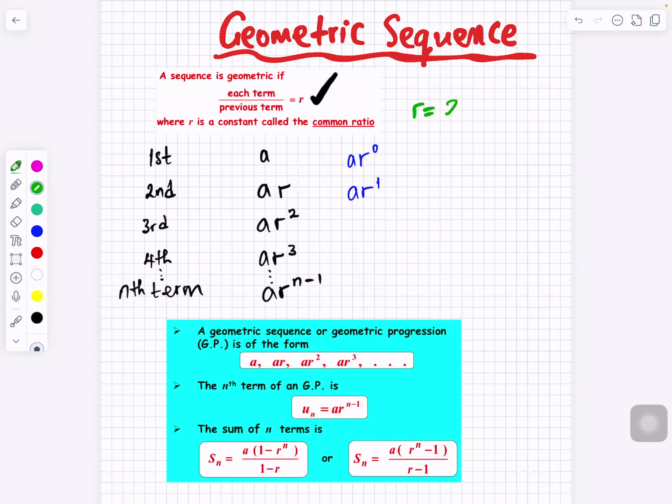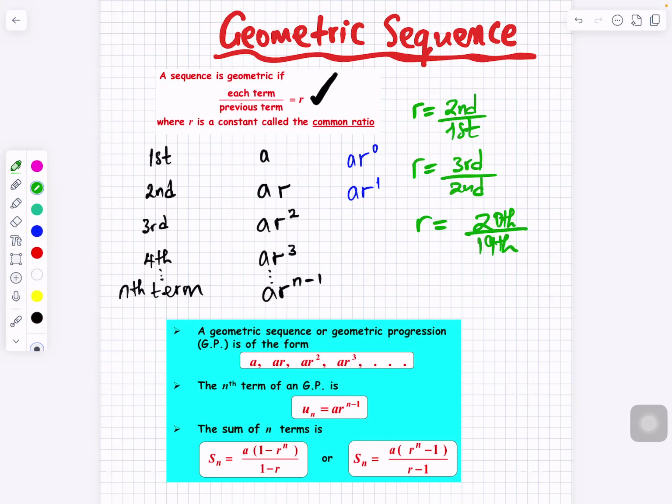Common ratio is the same as second term divided by first. Common ratio is the same as the third divided by second. Common ratio, I can pick another one, it's the same like the 20th divided by the 19th. So common ratio is the same.